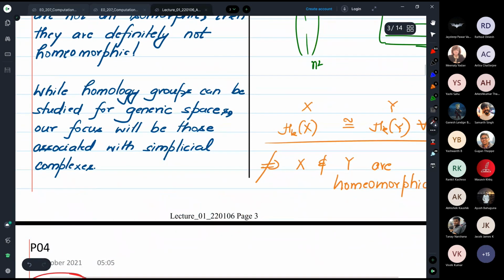Okay, so while homology groups can be studied for generic spaces like real lines or Euclidean spaces, different manifolds and so on and so forth, our focus in this course will be on the homology groups associated with what are called simplicial complexes. So this will be the focus of this course, to study homology groups of simplicial complexes. Is this okay?